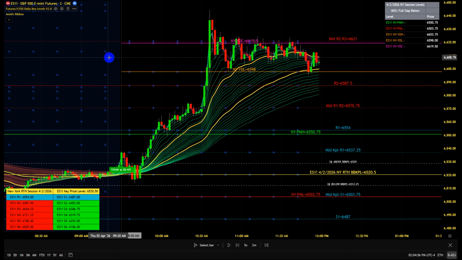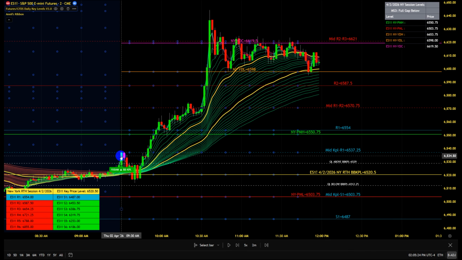Okay, so next we're looking at April 2nd. That was last Thursday. Good Friday was on the 3rd, so the market was closed. The RTH market at least was closed for that day. Here we have full gap below, market scenario 3. We have an opening candle, BBKPL opening candle bullish alert.